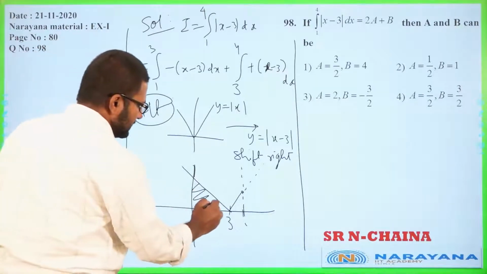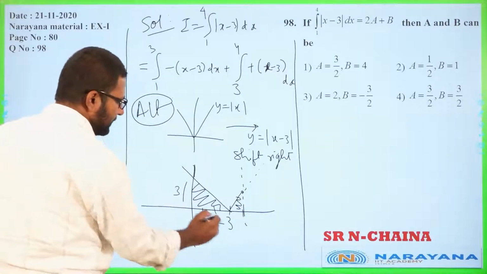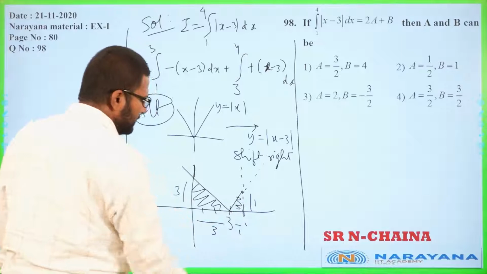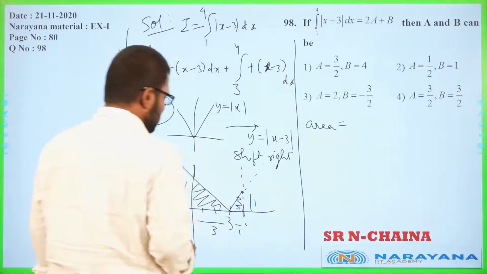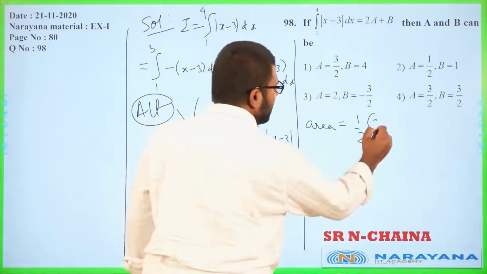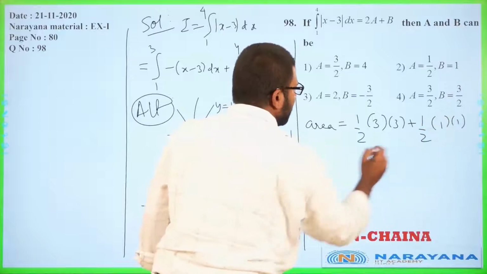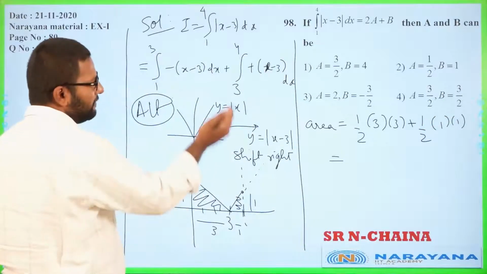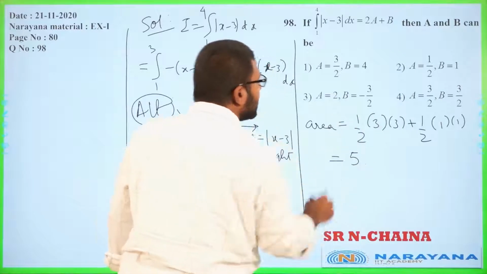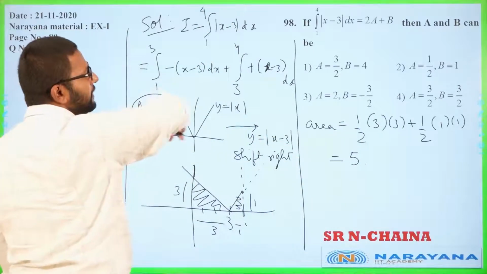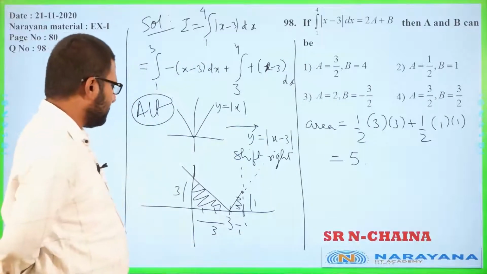So how much is this and how much is this? If this is 3, this must be 3, and if this is 1, this must be 1, right? So we can just say area is equal to half of 3 into 3 plus half of 1 into 1. So just add everything, 9 by 2 plus 1 by 2 is 10 by 2, which is 5. So our answer is 5. Now which of the options are going to give you 5? Think about that.